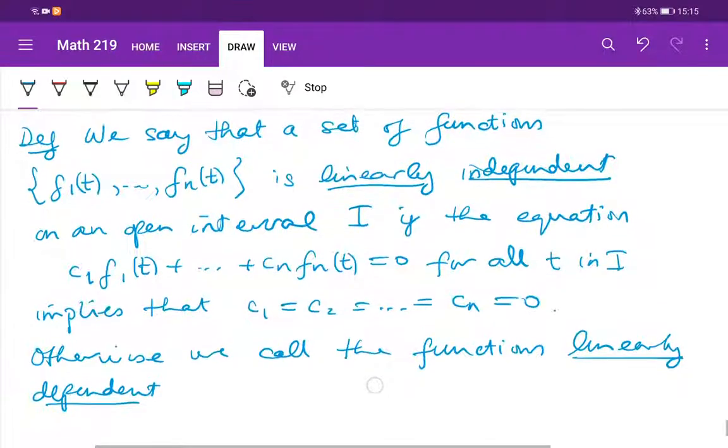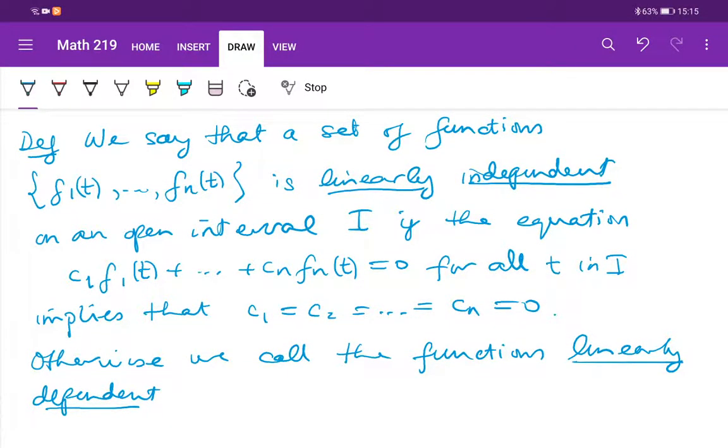Okay, so let me stop here. Next time I will give you examples of linearly independent functions, and then we'll move on to the basic theory of first order linear ODEs.